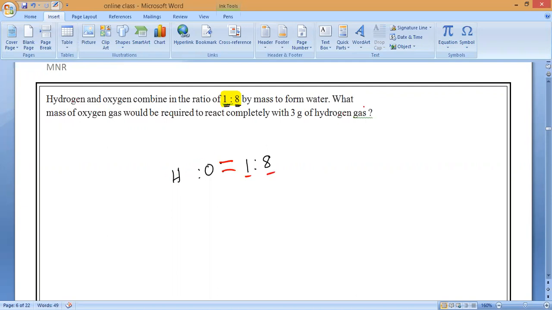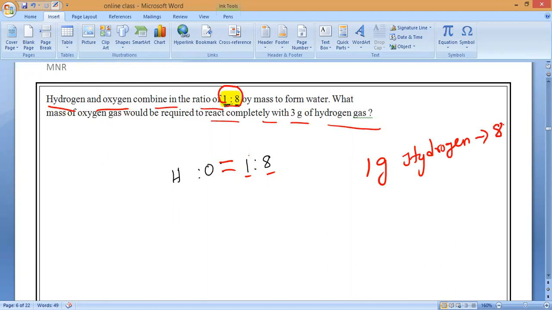Now they are asking, what mass of oxygen gas would be required to react completely with 3 grams of hydrogen gas? So observe very carefully, the combined ratio of hydrogen and oxygen is 1:8. Now 1 gram of hydrogen needs how many grams of oxygen? 8 grams of oxygen. Understand, everybody?